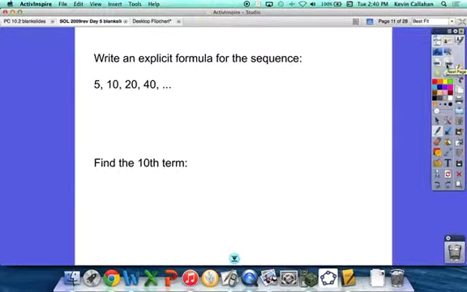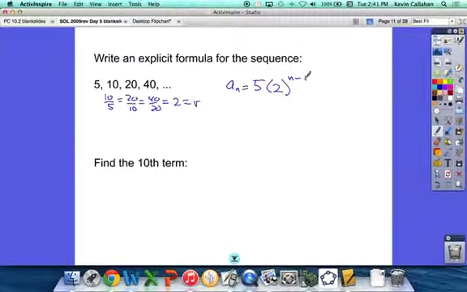Okay, how about this one? Arithmetic or geometric? Geometric. What does it look like you're multiplying to get the next term? It looks like it's a 2, right? So again, you got to do 10 over 5, right? Equals 20 over 10 equals 40 over 20 equals 2, and that's R. Okay, so all we need to plug in now is those two things. The first term is 5, right? The R is 2 to the n minus 1.